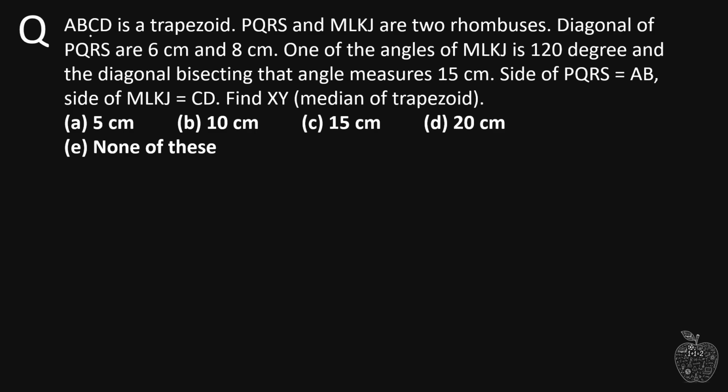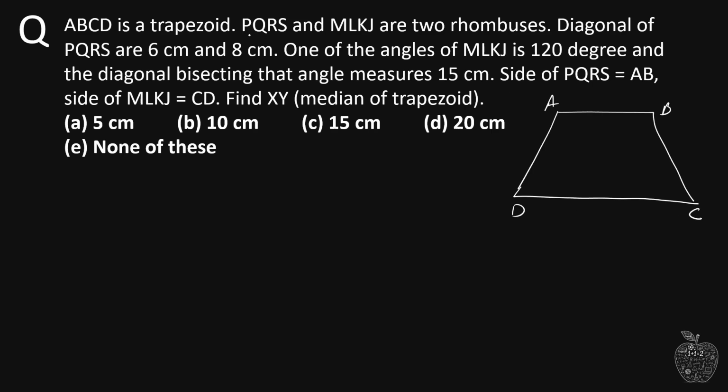Alright, so starting with this sentence, ABCD is a trapezoid. So what is a trapezoid? A trapezoid is this. Two sides are parallel and the other two sides are not parallel. So this is the trapezoid, and it is named ABCD. So this is A, B, C and D.